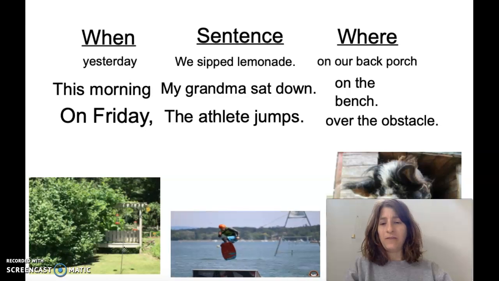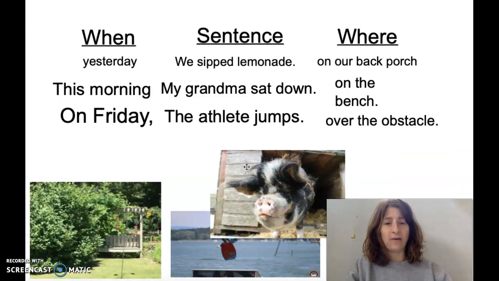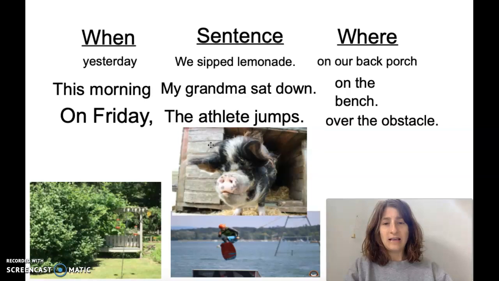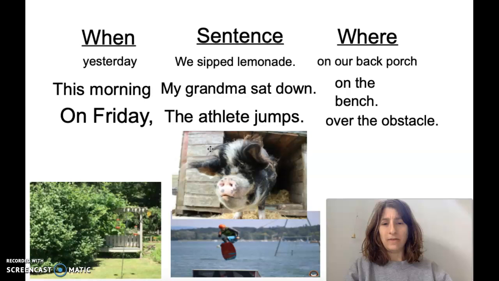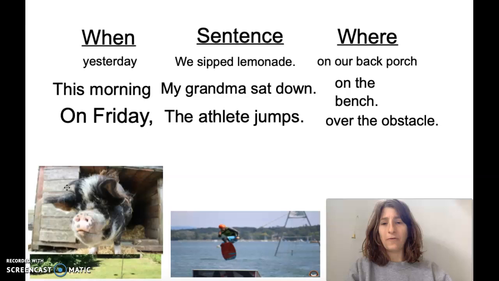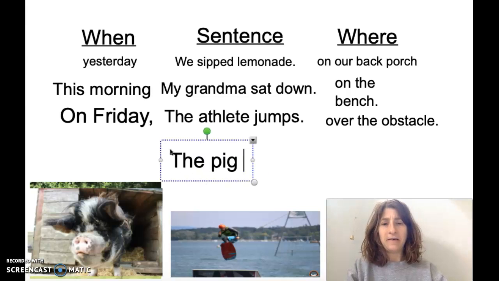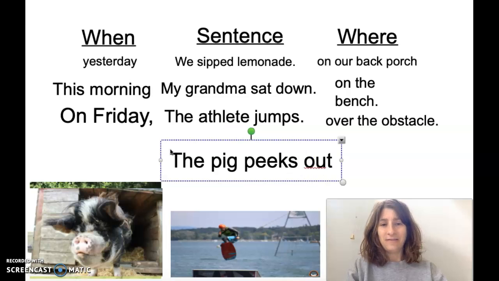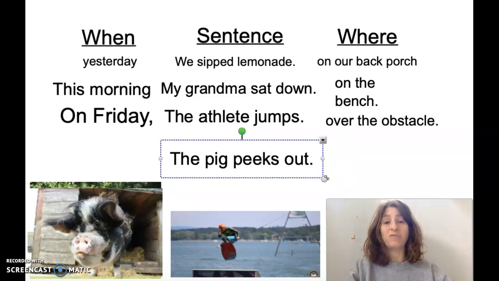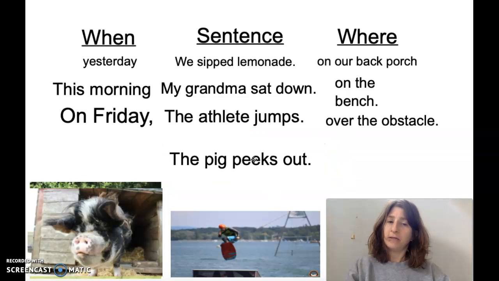I'm going to move a couple of these pictures down, and I have one final picture for us to take a look at. This one right here. I'm going to move this down. Actually, I'm going to move it on top over here. So if I want to talk about that one, I could say, the pig peeks out. That's a sentence. Who is it? Or what is it? The pig. What's the pig doing? Oh, the pig's peeking out.